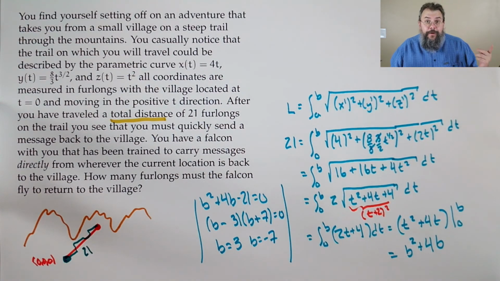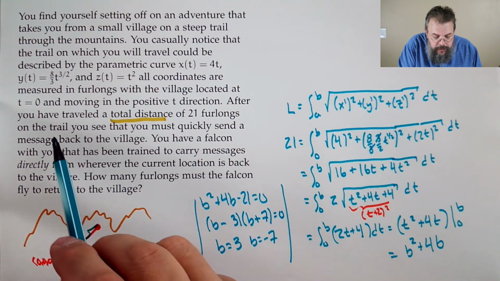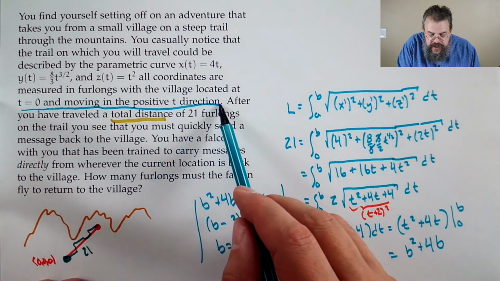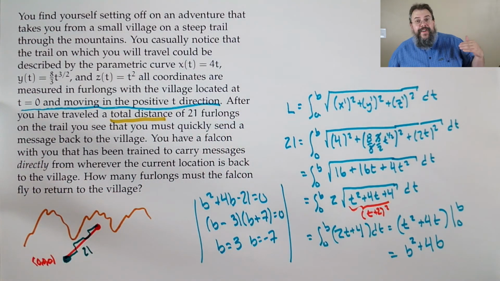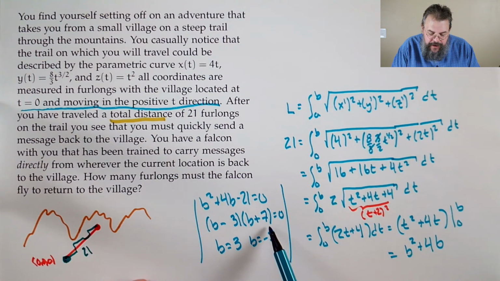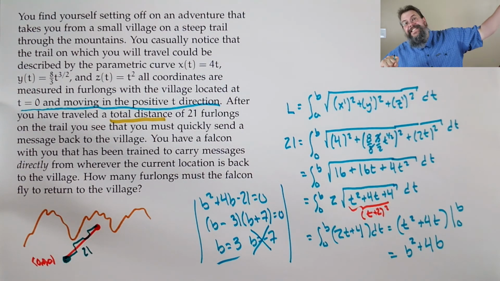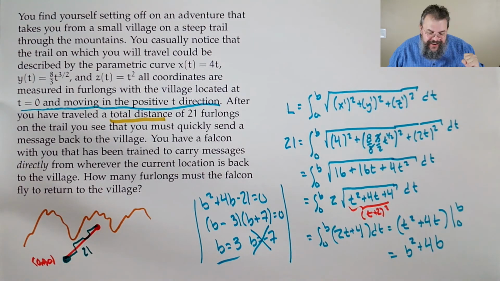Now, we can throw one of them out. We were told we start at time equals 0 and move in the positive t direction. In other words, time is positive. So we can throw out the negative. That's not possible. And you're like, cool, our answer is 3 and we're done, right? No, our answer is not 3. Okay, wait, what?